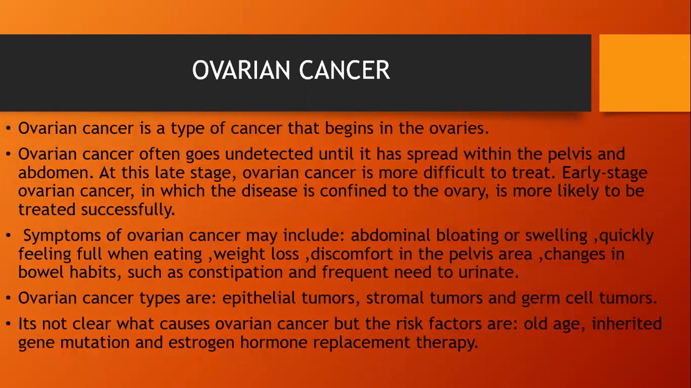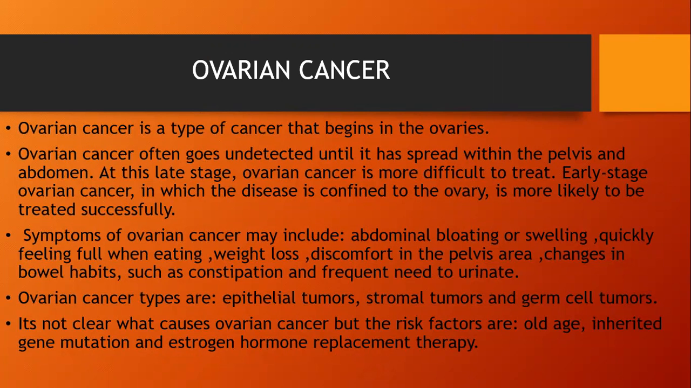Ovarian cancer. Ovarian cancer is a type of cancer that begins in the ovaries. Ovarian cancer often goes undetected until it has spread within the pelvis and abdomen. At this late stage, ovarian cancer is more difficult to treat. Early stage ovarian cancer, in which the disease is confined to the ovary, is more likely to be treated successfully.